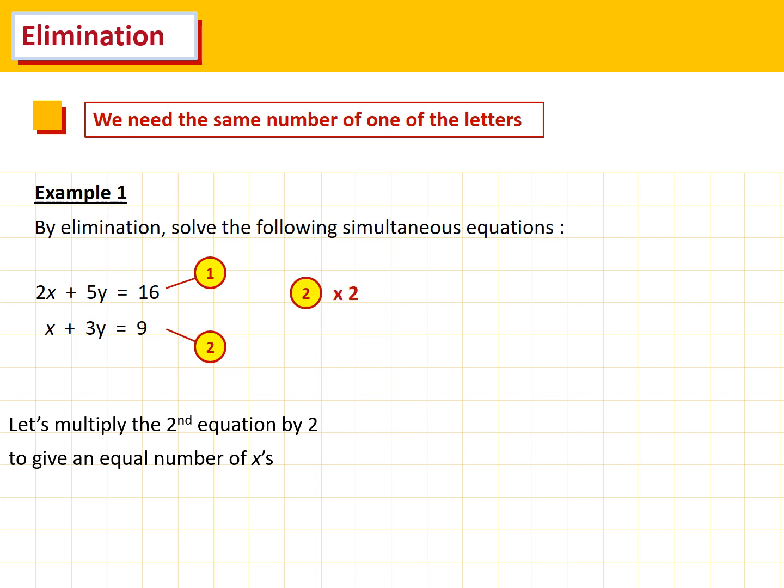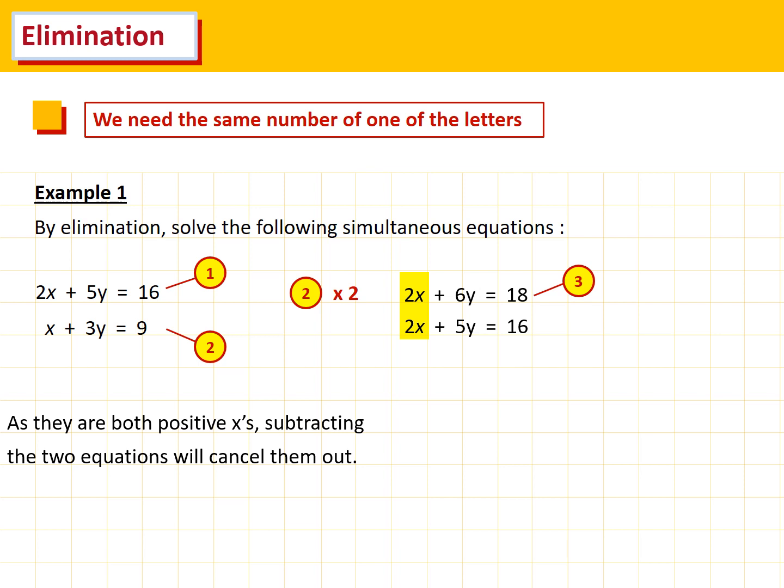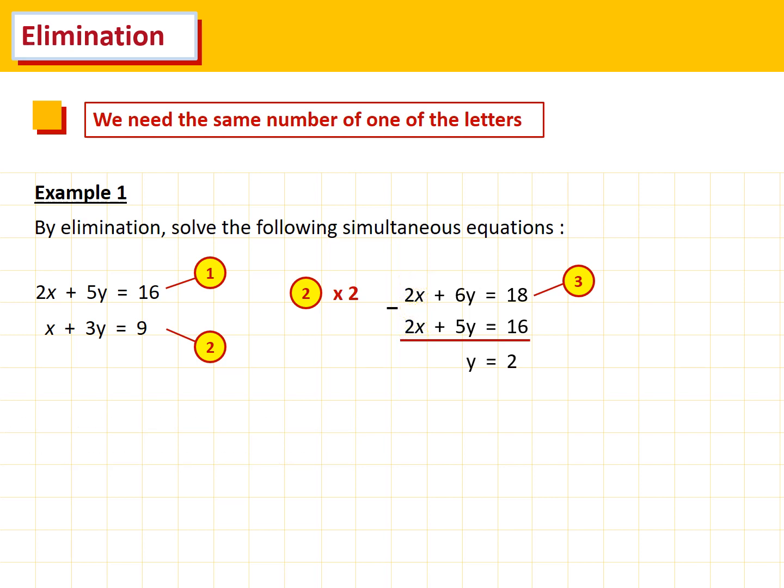When we multiply equation 2 by 2, we get 2x plus 6y equals 18. Make sure you multiply everything in the equation by 2. Call that equation 3 if you like, and then equation 1 is just as given to us. Now we have the same number of x. They're both positive 2x, and therefore when the signs are the same, we subtract the equations. When the signs are the same, we subtract the equations. And when we do that, we end up with y equaling 2.